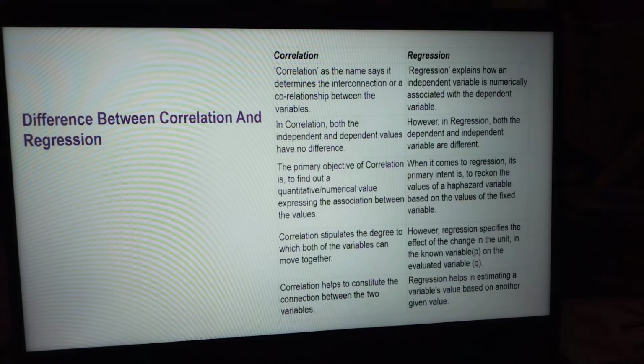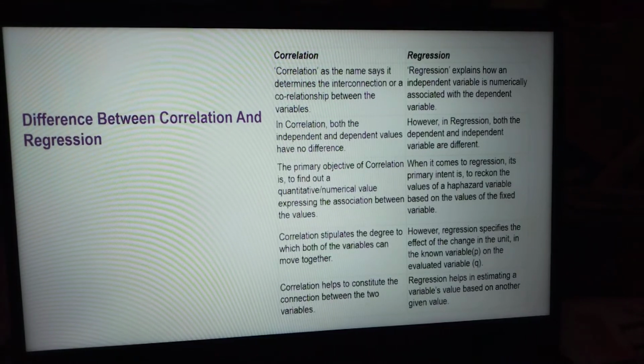And in correlation, there is no such concept of understanding cause and effect, but in regression, there is a must concept that we are going to understand the cause and effect relationship between dependent and independent variable. Okay. So this is the major basic difference between correlation and regression.